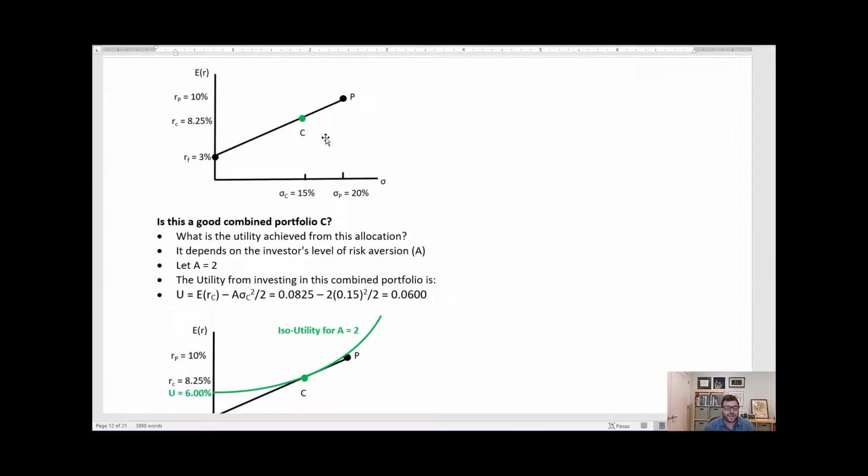The way we're going to check this is we're going to see what utility this investor achieves by investing in this allocation. Now, of course, this depends on the investor's level of risk aversion. Remember, we have a utility function, which is a function of risk aversion and the risk and return of the combined portfolio. And so we're going to let A equal 2 for now. We're just going to define this investor as an investor with a risk aversion level of 2. And from this, we can compute the utility.